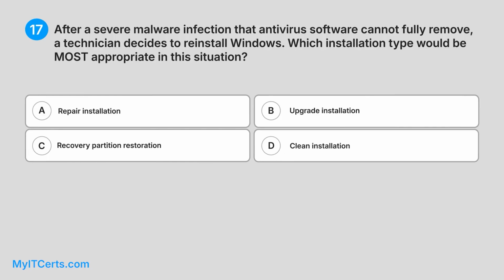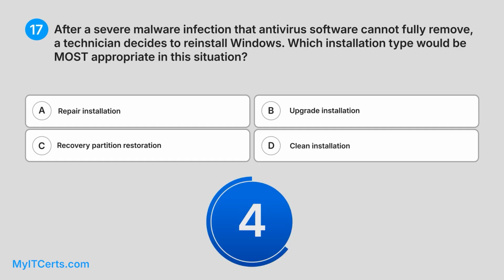After a severe malware infection that antivirus software cannot fully remove, a technician decides to reinstall Windows. Which installation type would be most appropriate in this situation? A. Repair installation, B. Upgrade installation, C. Recovery partition restoration, D. Clean installation. Can you guess the answer?